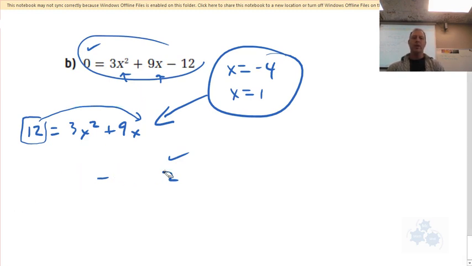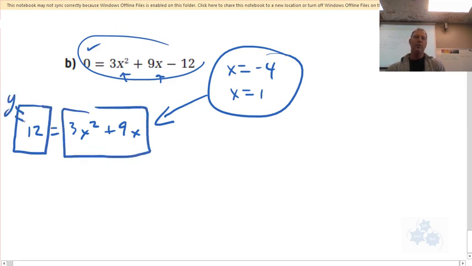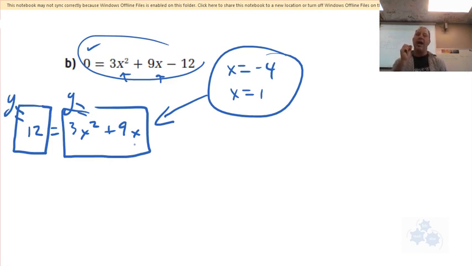Here's the other thing that you could do. What you'll be expected to understand is that we could actually graph two functions here. I could graph y equals 12 and I could graph y equals 3x squared plus 9x. And then I could find out where those two graphs intersect. So which x values make those two equal? That's the intersection point. Okay? So let me show you that real quick.